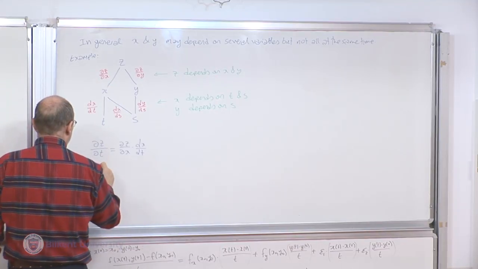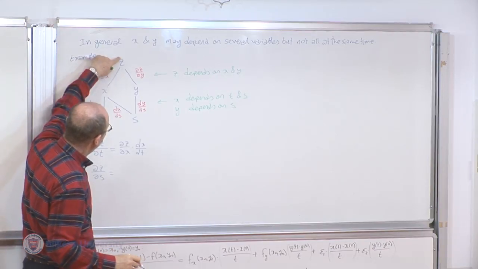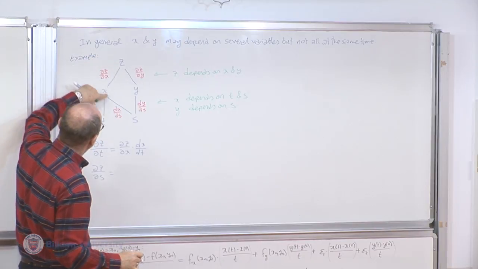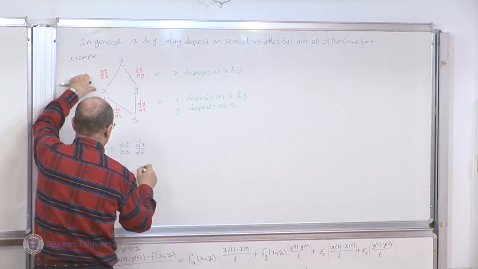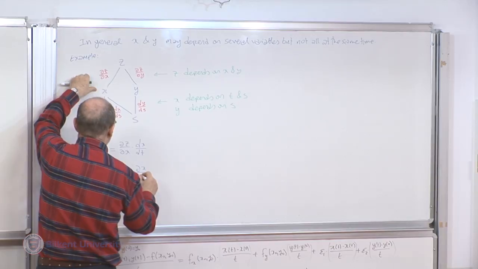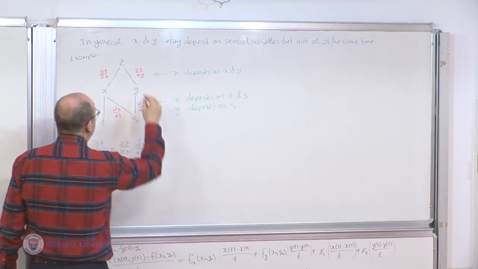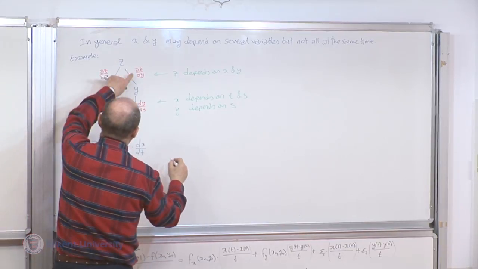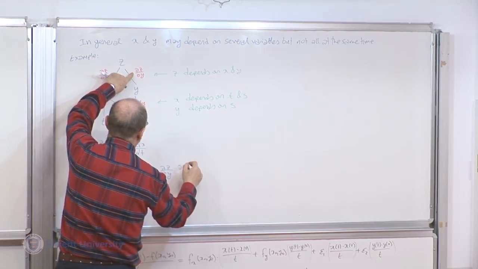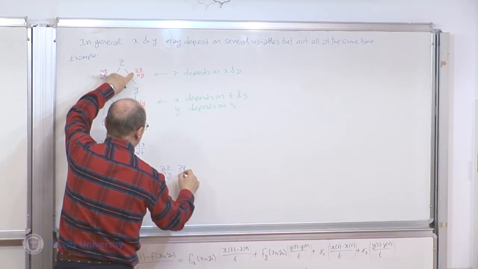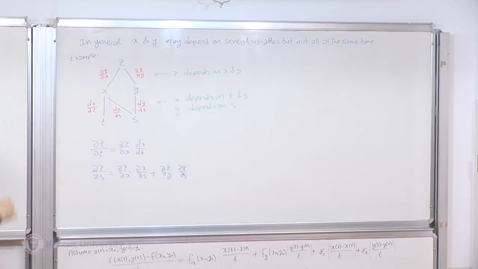Now what about the derivative of z with respect to s? There are two paths, so there will be two summands. First, I see these on the path, I multiply them. Derivative of z with respect to x times derivative of x with respect to s. Plus, the other path is this one, and I see on the way derivative of z with respect to y times derivative of y with respect to s.